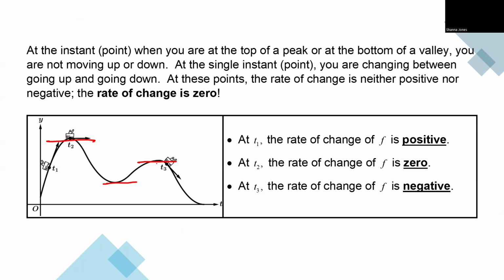Positive. If I'm here at T3 and I draw a line, what type of line is that? Negative. If we can do that, then you can do this. Easy enough? Okay. All right.